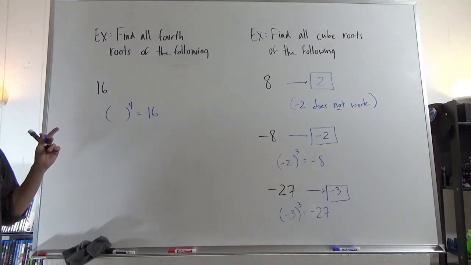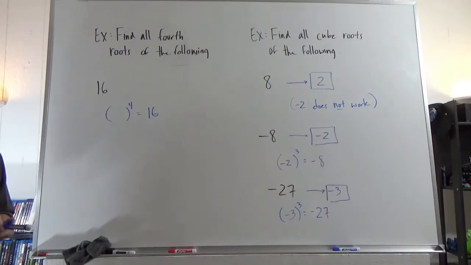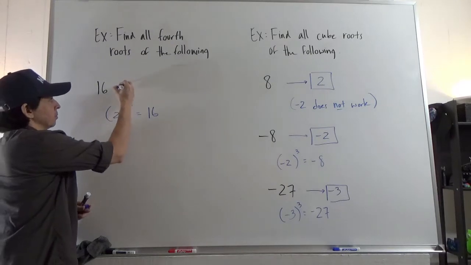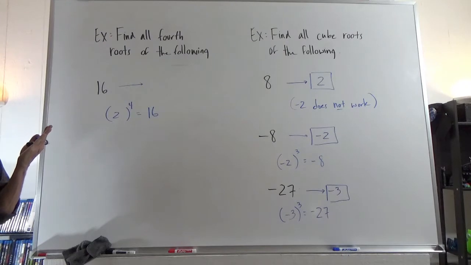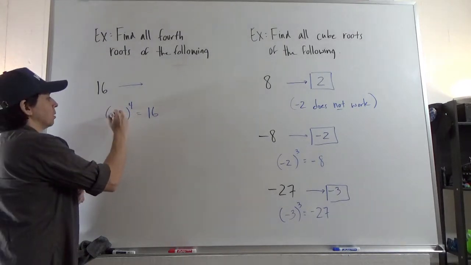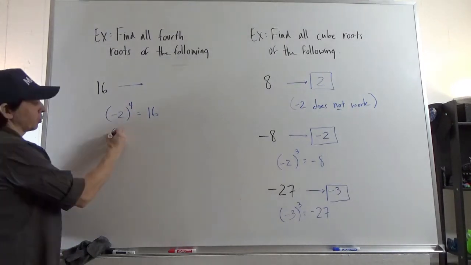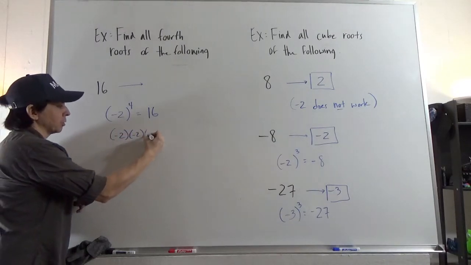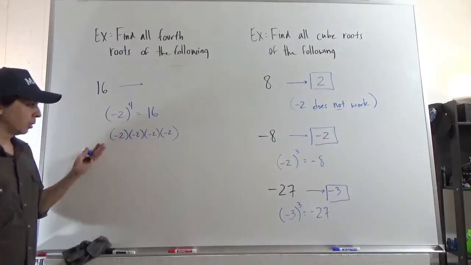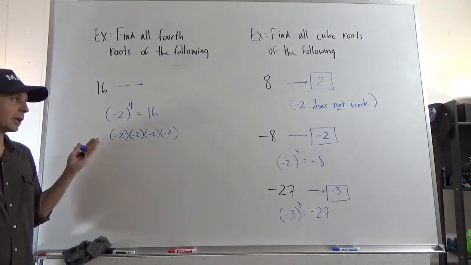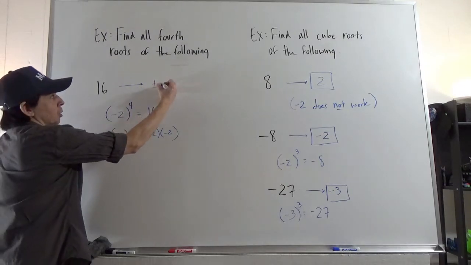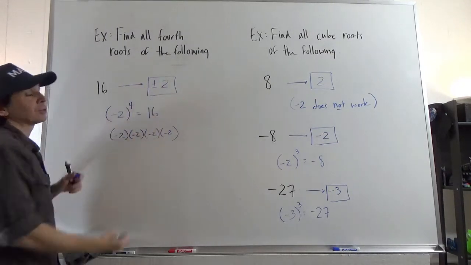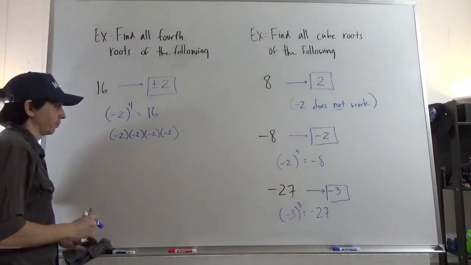You have to know your powers, and 2 to the 4th is 16. 2 times 2 times 2 times 2 will give you 16. So 2 works. Is that the only thing that works? Well, I do want you to think about the negative. Does the negative work here? Negative does work. Because now, negative 2 times negative 2 times negative 2 times negative 2, the negatives will all cancel out because there's an even number of them, because it's 4th. It'll cancel out, give you a positive 16. So negative 2 does work. Plus or minus 2 in this case. Like the square roots, we do get plus or minus there.